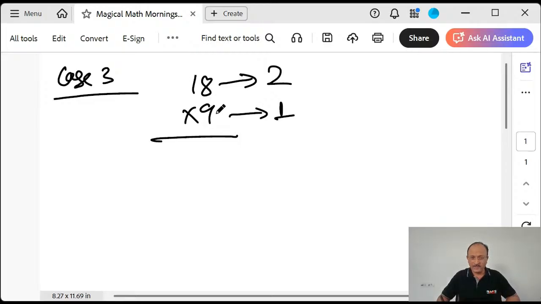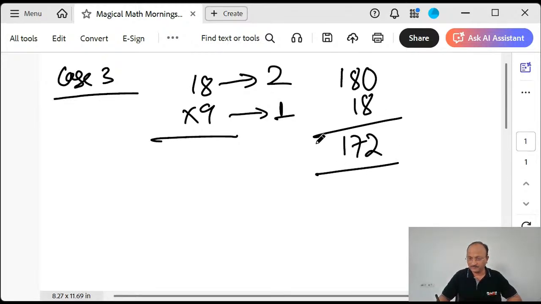How many nines are there in the multiplier? 1. After this number, we put that many zeros. One 9 is there, so I'll put one zero. From this number, I'm going to subtract the original number, 18. That's it. 18 minus 1 is 17, and for this we apply the tens complement. 172 is the answer. I'll give some examples, step by step. This trick has to be used when the number of nines in the multiplier has fewer digits compared to the multiplicand.